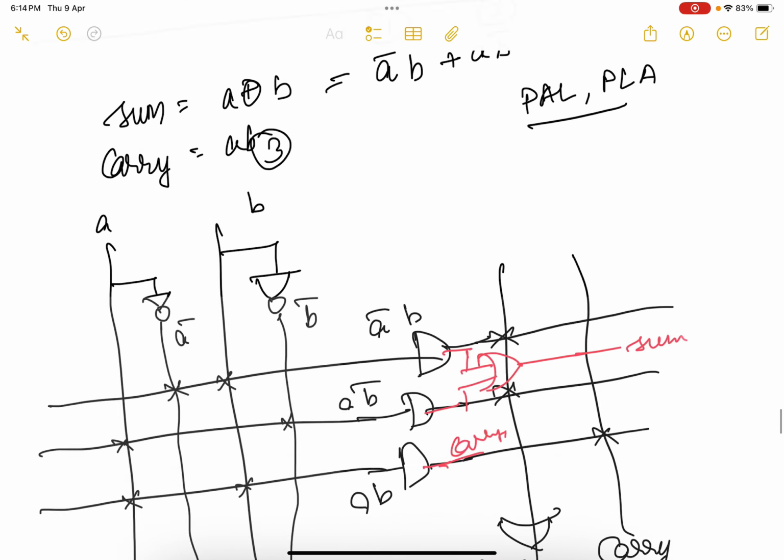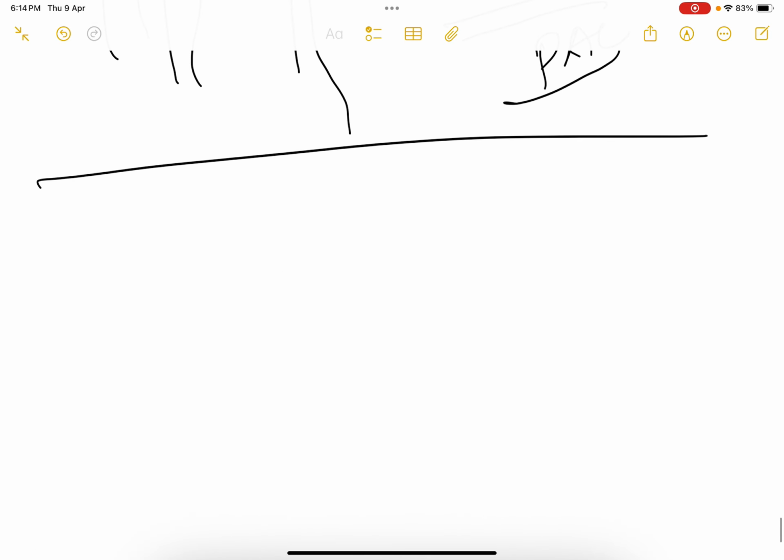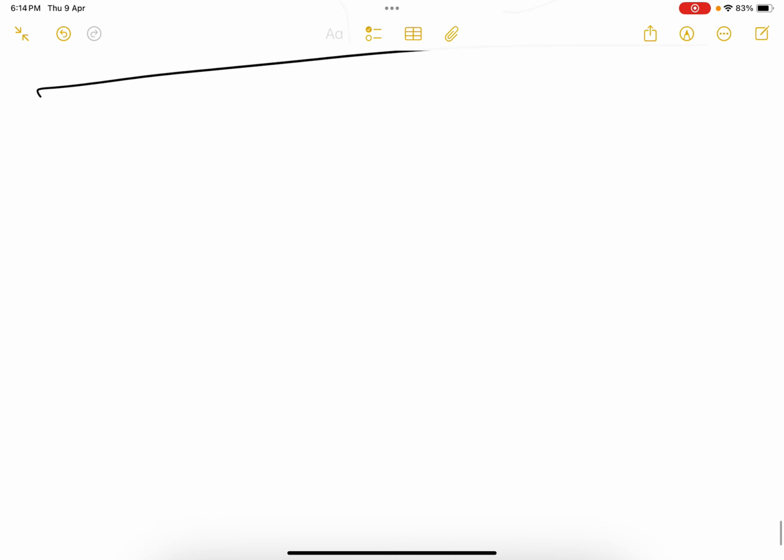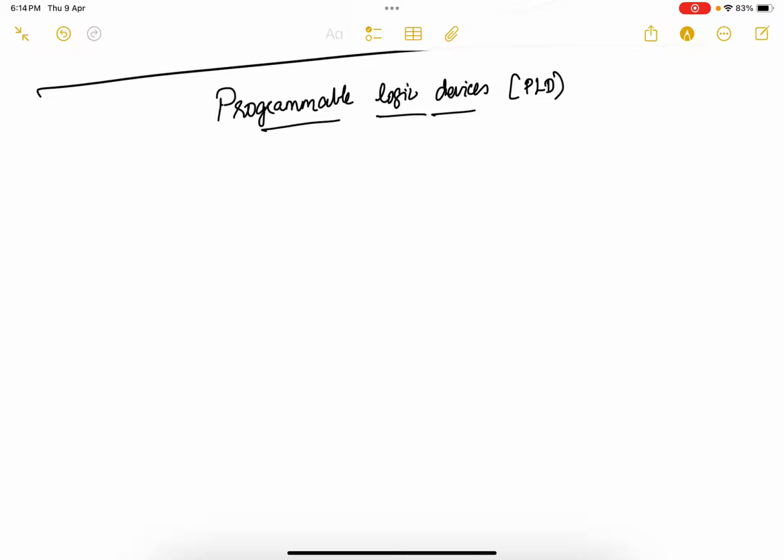So today's lecture we are going to discuss programmable logic devices. Shortly we will be calling these PLDs. So what are logic devices and programmable logic devices?